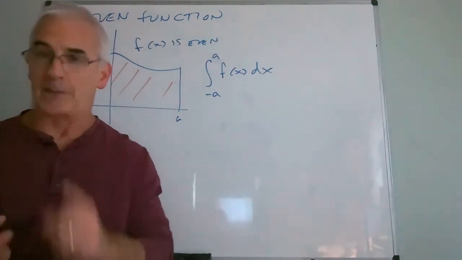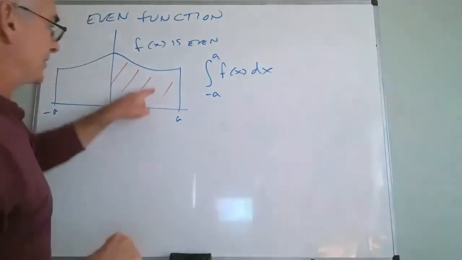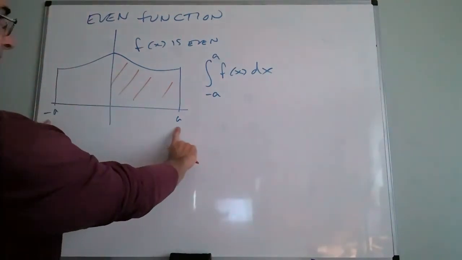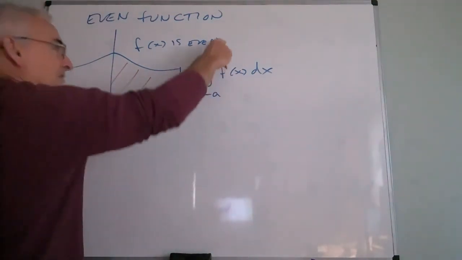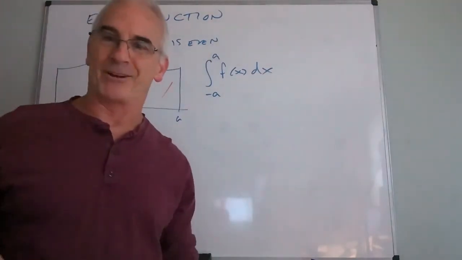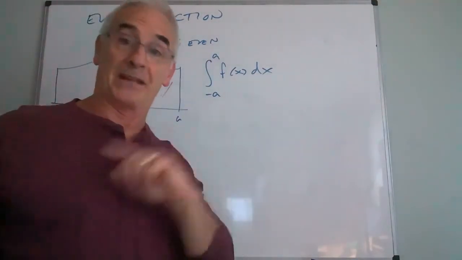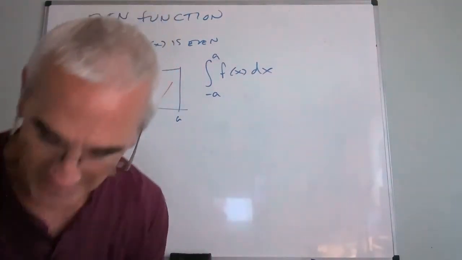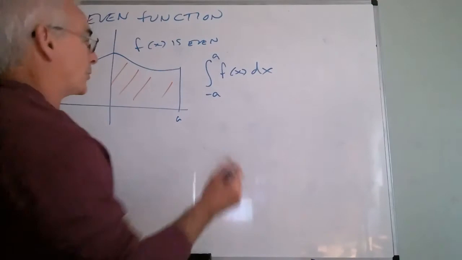True. Absolutely true. In other words, this region would be congruent to this region. Why? Because I'm going the same number. I have to go -3 to 3, -7 to 7. If I have symmetric limits and an even function, then the following statement is absolutely always true.